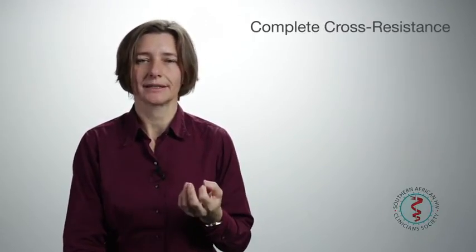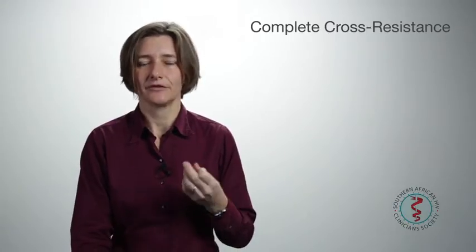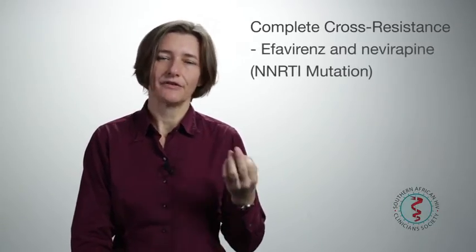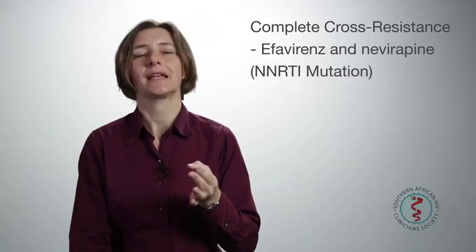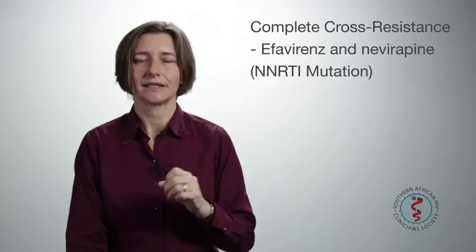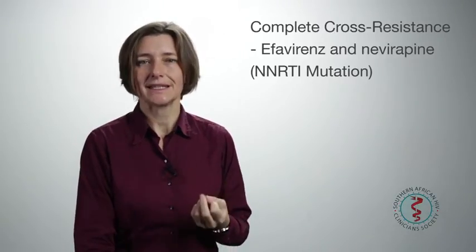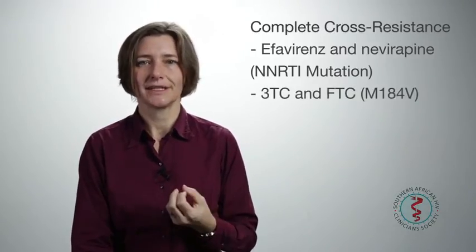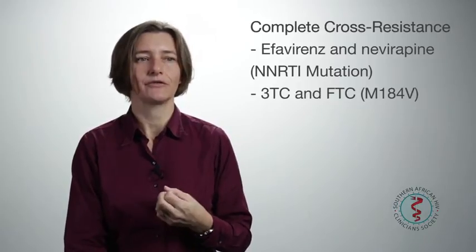Once you develop resistance, you can get complete cross-resistance between some drugs. For example, with efavirenz and nevirapine, if you have resistance to efavirenz, having developed the K103N, you will not be able to use nevirapine. You lose both drugs through the resistance that you've developed to one of them. 3TC and FTC, we lose both of those drugs with the M184V.